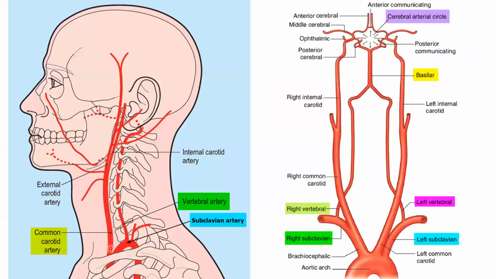Here you could see the common carotid artery having branches of the external and internal carotid artery. Internal is part of your circle of Willis, and your subclavian artery will give off your vertebral artery. Again, when the vertebral arteries meet, they form your basilar artery at the pons of the brainstem. And you also have the internal carotid artery, which will have different branches that make up part of the circle of Willis, or your cerebral arterial circle.